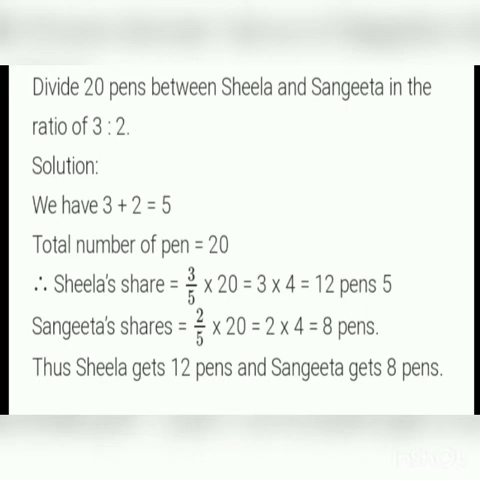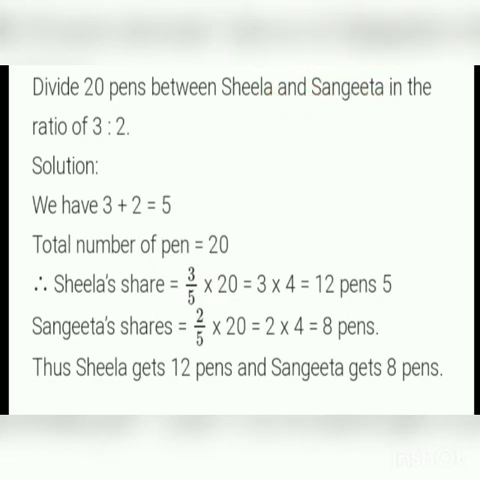So the total part will be what? You know, if there is a part, there will be a whole, isn't it? So 3 and 2 are the parts. So what will be the whole? Doing 3 plus 2 you will get 5. 5 is the whole. That means out of this 5, 3 parts is for Sheila and 2 parts is for Sangeeta. Now what is the total number of pence? There are 20 pence, isn't it? So out of this 20 pence, 3/5 part will be for Sheila and 2/5 part will be for Sangeeta.